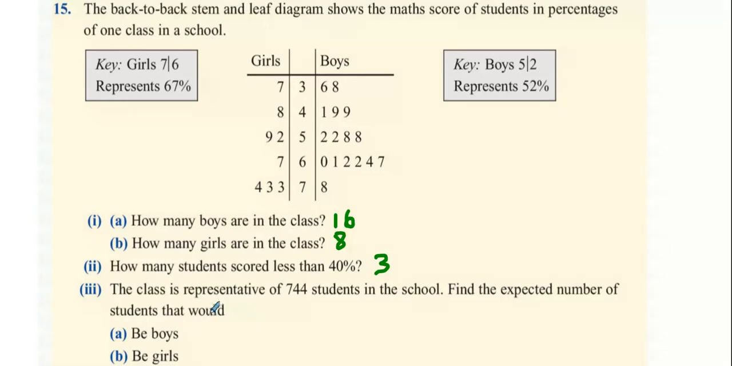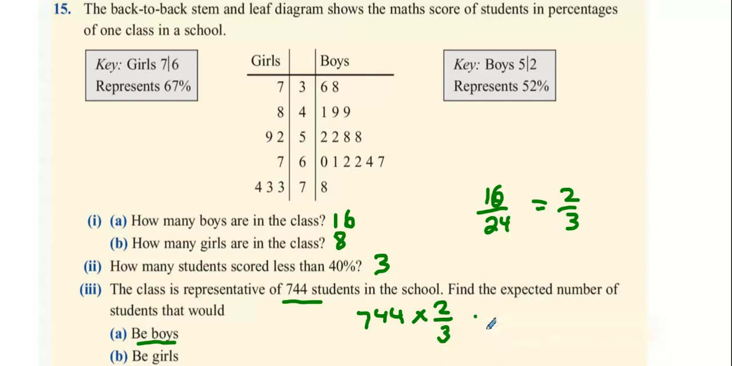The class is representative of 744 students in the school. Find the expected number of students that would be boys. What fraction are boys again? 16 out of 24, which is 2/3. What's 744 multiplied by 2/3? 496. Everybody cool with that?